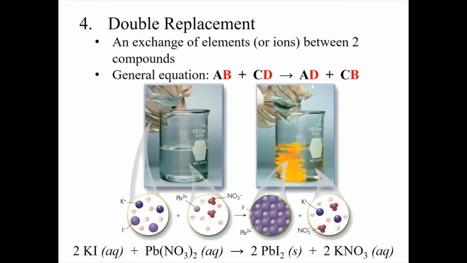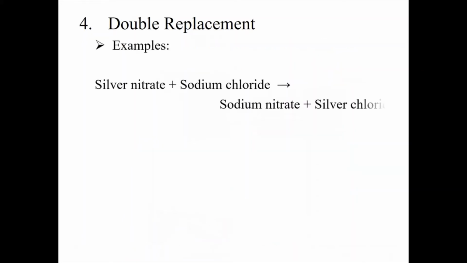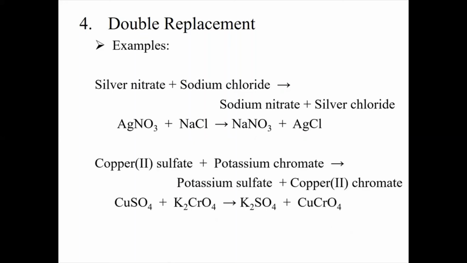A specific example of this reaction is the reaction between aqueous solutions of potassium iodide and lead(II) nitrate. In this case, a solid is formed called a precipitate, lead(II) iodide, and an aqueous solution of potassium nitrate. A couple of other examples to consider: silver nitrate reacting with sodium chloride. Notice that the silver and the sodium essentially trade places, forming sodium nitrate and silver chloride. Copper(II) sulfate reacting with potassium chromate. Again, the two metals trade places, forming potassium sulfate and copper(II) chromate.